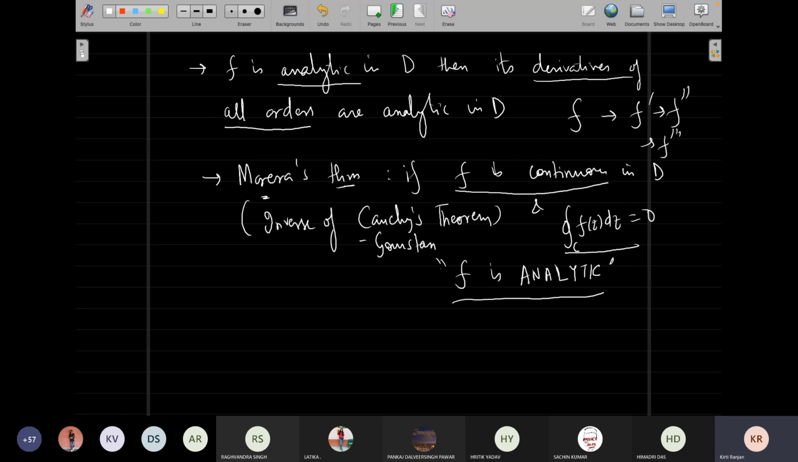You got the definition of analytic function from the differential point of view, or the derivative point of view, when you were doing the derivatives. Here, if the function is continuous and if the integral of f(z) dz is equal to 0, then this function is analytic. This is basically the definition of analyticity in integral form. The fundamental theorem of calculus arises from this.